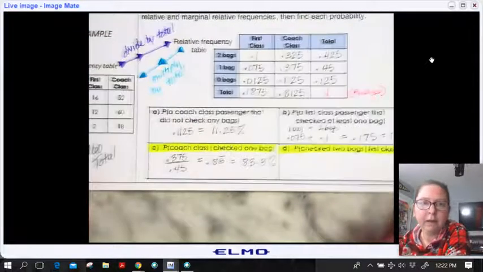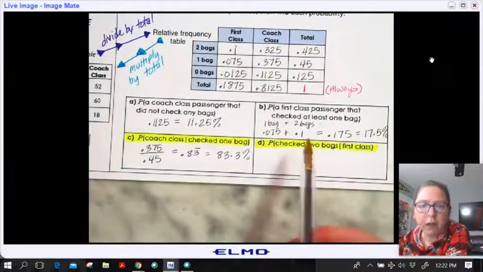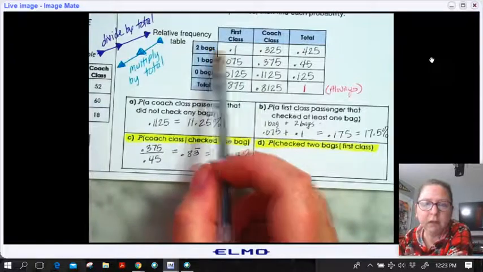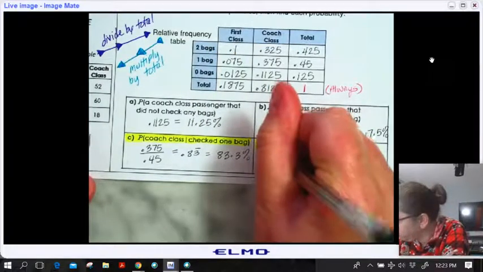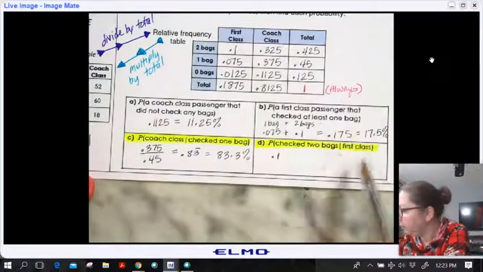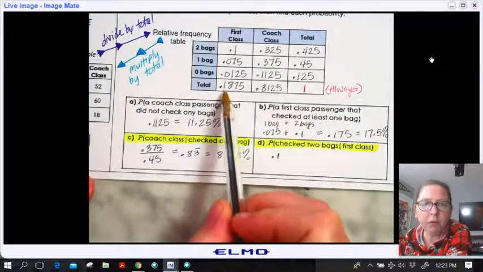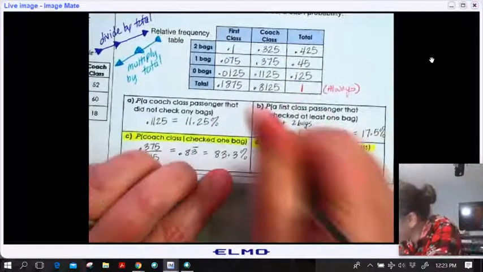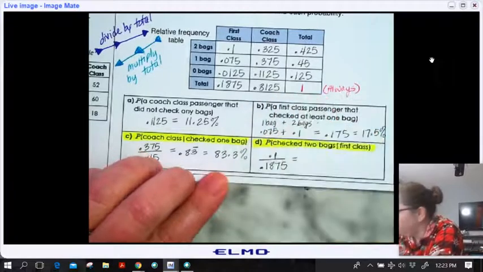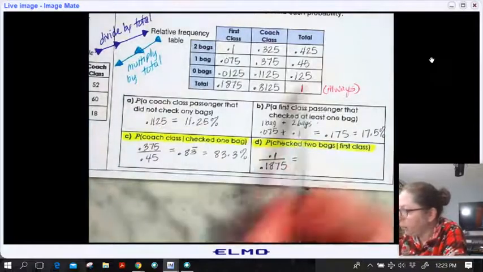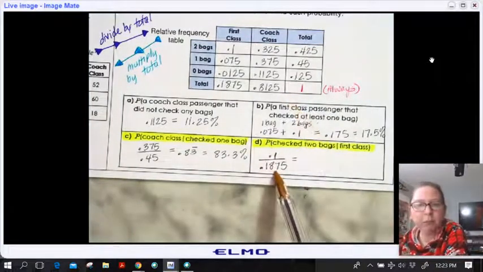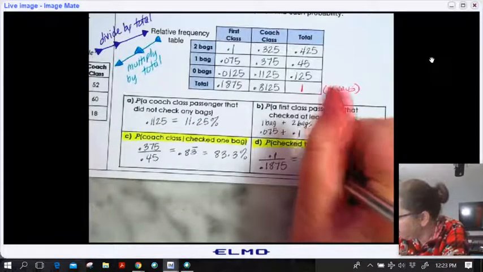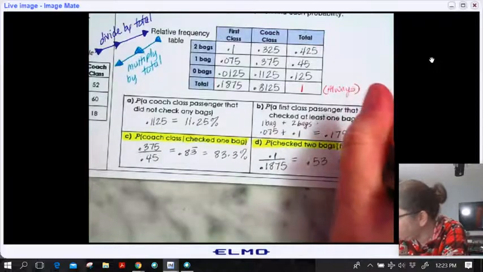Okay. All right. And then here is our last problem for today. I'm looking for someone who checked two bags in first class. So two bags in first class is 0.1. And now the total number, because this came second, first class, so I'm going to get the total of first class passengers, 0.1875. So on the top, it is which box covers both categories. And then on the bottom, it is the second category total. All right. And this gives me 0.53, which is the same as 53%.